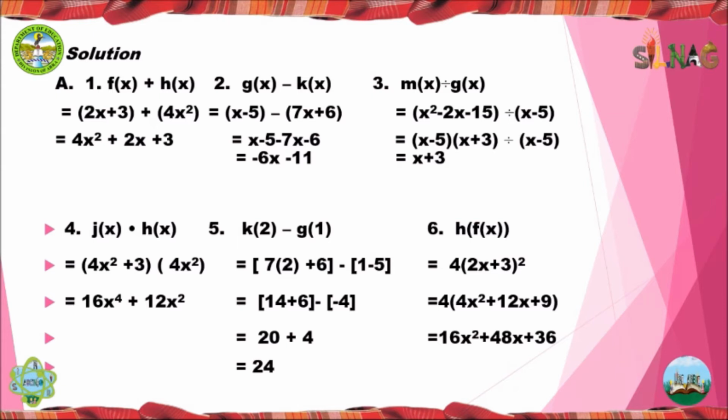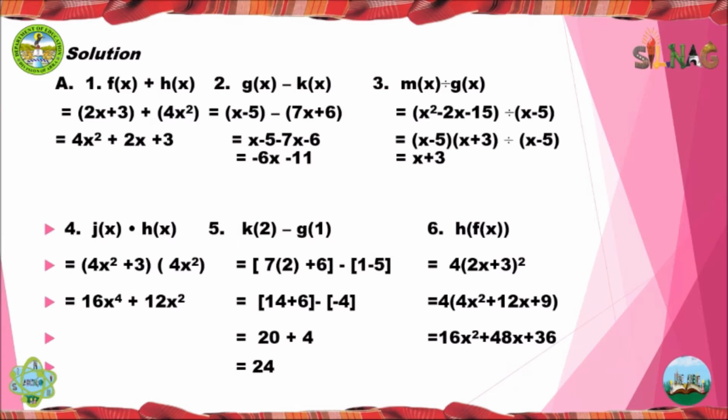Then number 4. j of x times h of x. So we substitute the values of j of x and h of x. So we have the quantity of 4x squared plus 3 times the quantity of 4x squared. Now we apply distributive property. 4x squared times 4x squared is 16x raised to the 4th power. 4x squared times 3 is positive 12x squared.